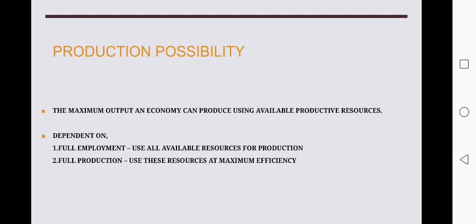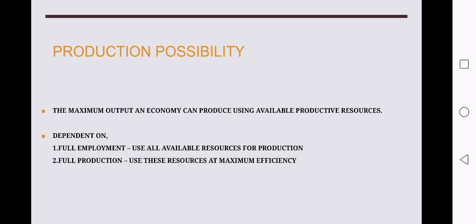Now that we know about the factors of production, let's get on to production. When we are talking about production, we encounter something called production possibility. Production possibility is the maximum output an economy can produce using available productive resources. It's the maximum. We'll be talking about production possibility a lot in PPCs, which is the production possibility curve itself.